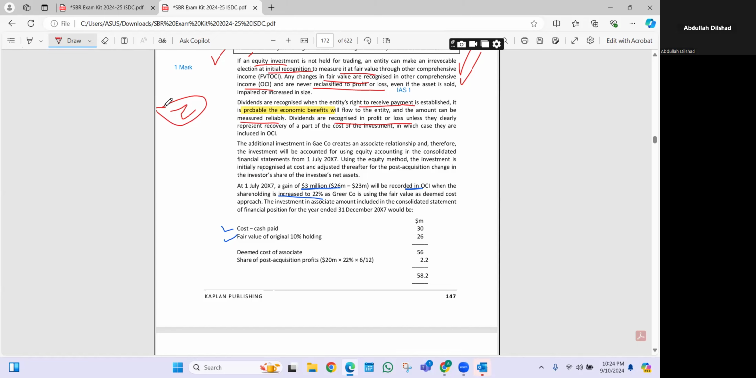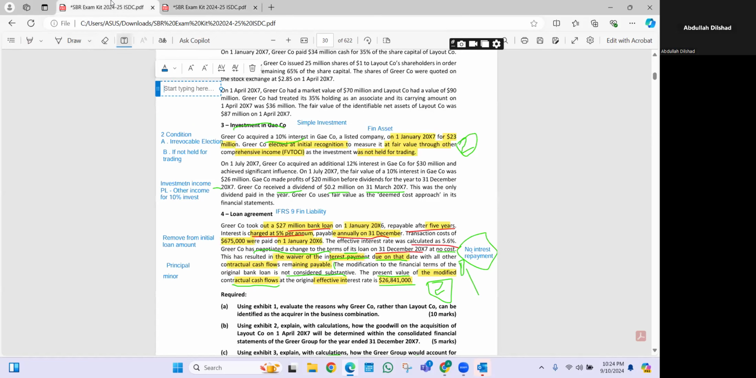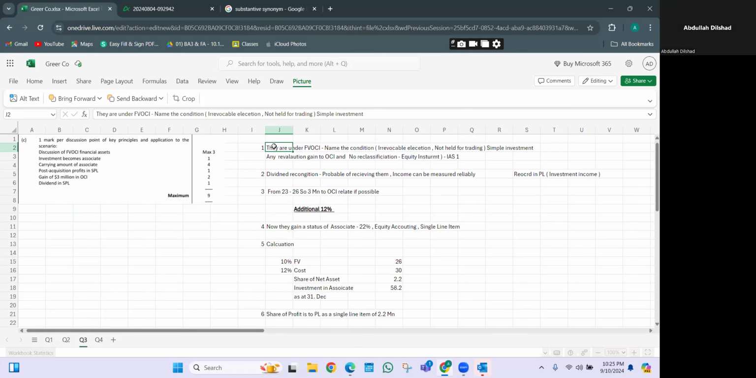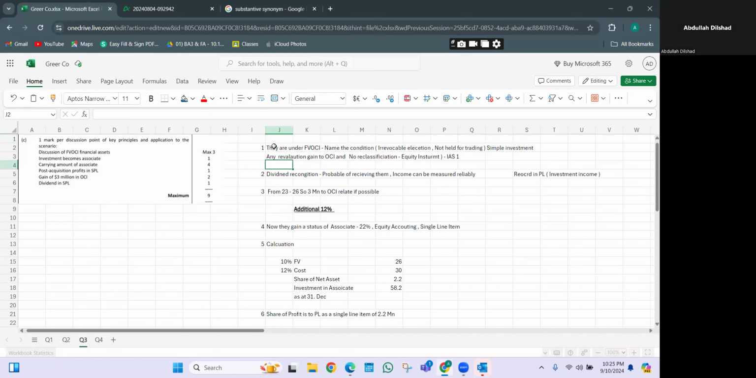You should be able to reliably measure it. Reliable measurement means you should have an absolute figure. Here there's an absolute figure of 0.2 million. And you need to have a probable economic benefit. If you speak this, you will be getting your second mark. Don't worry, I have mentioned all those in a short and sweet manner so that you can have this as pointers during exams.